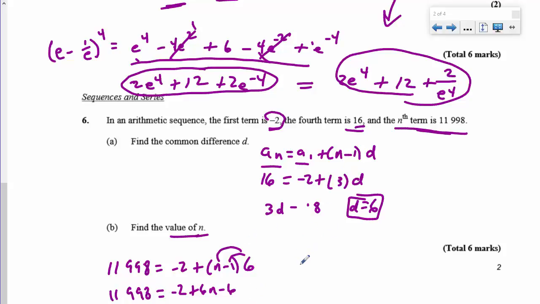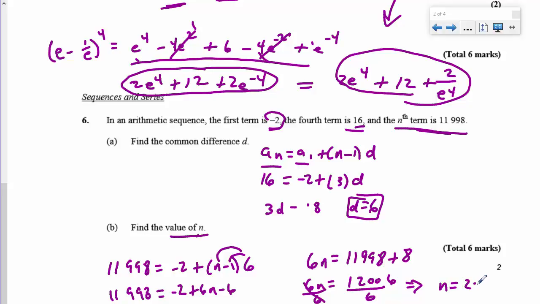So what this in effect tells me when I solve this is that 6n is going to equal 11998 plus 8, which means 6n is going to equal 12006. And we're going to divide this by 6, both sides. So n is actually going to equal 2001. That's your n value. So that's your solution for this.